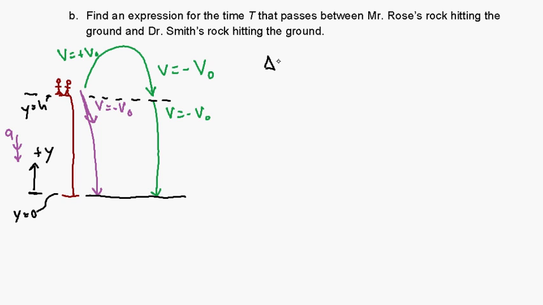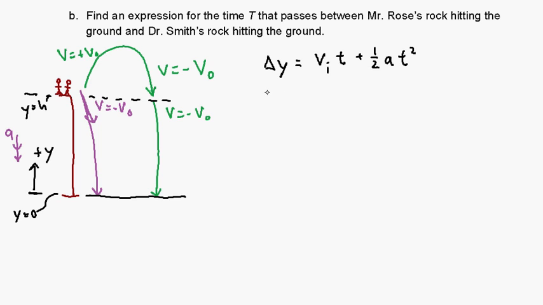your displacement, which I'm going to write as delta y, equals your initial velocity times the time that passes, plus 1/2 times the acceleration times t squared. I think we're all familiar with that.